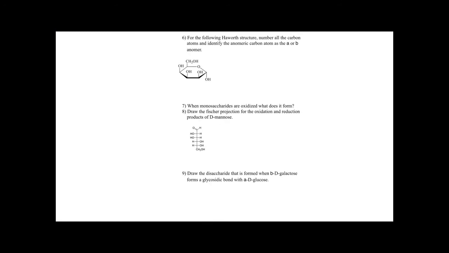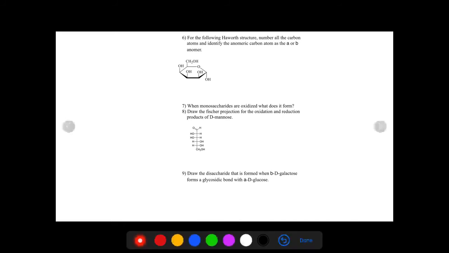It says, for the following Haworth structure, number all the carbon atoms and identify the anomeric carbon as alpha or beta. So we'll number these. So this is going to be carbon 1, 2, 3, 4, 5, and 6. And then since the OH is going down here, it's going to be alpha.